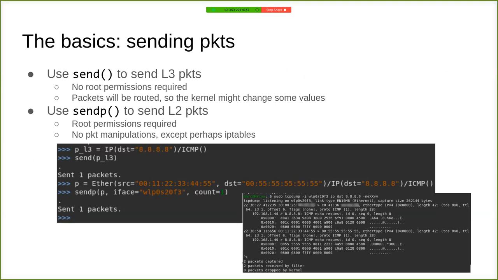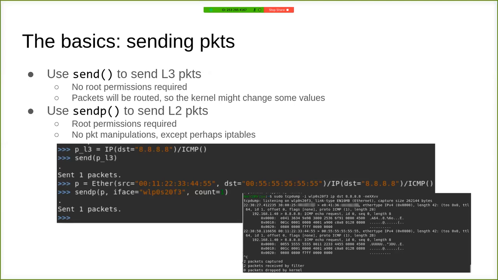So basically Scapy also provides functions for sending packets on layer 3 and layer 2. For example, for sending packets on layer 3, you would use a function called send. What you would do, as you can see in the picture on the left, is build an ICMP packet to 8.8.8.8, and then just send it out.